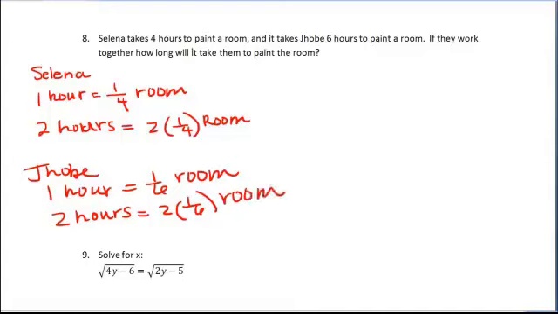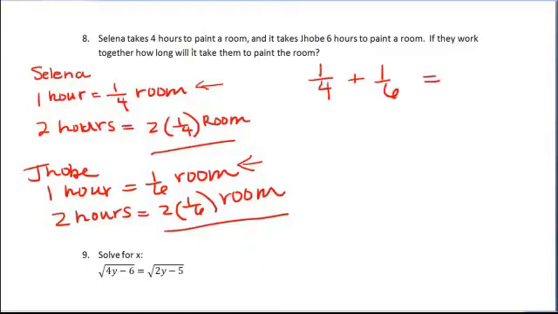So if they paint together, and Selena paints 2 hours and Jovi paints 2 hours, then we would add these together to figure out how much of the room they've painted. And if they painted for 1 hour, it would be 1/4 plus 1/6 would tell us how much of the room they've painted.